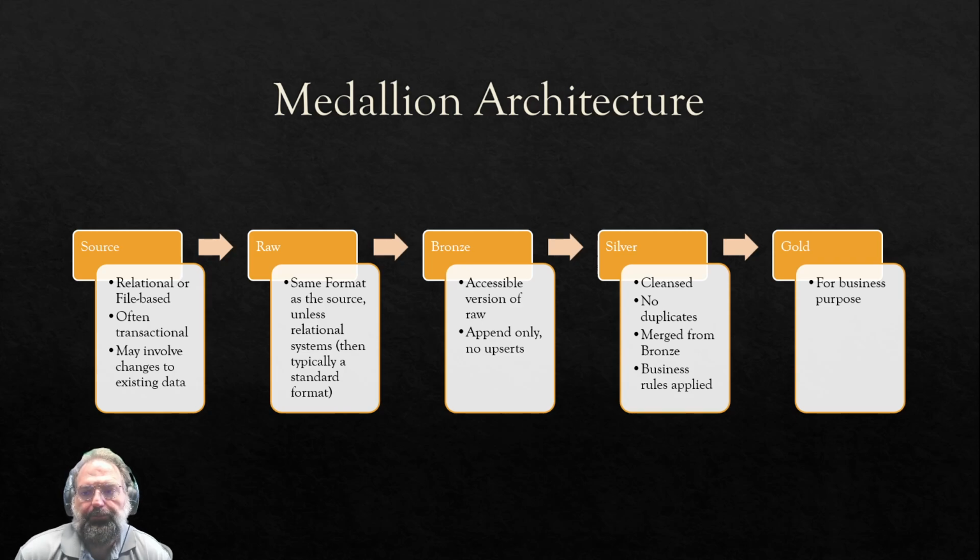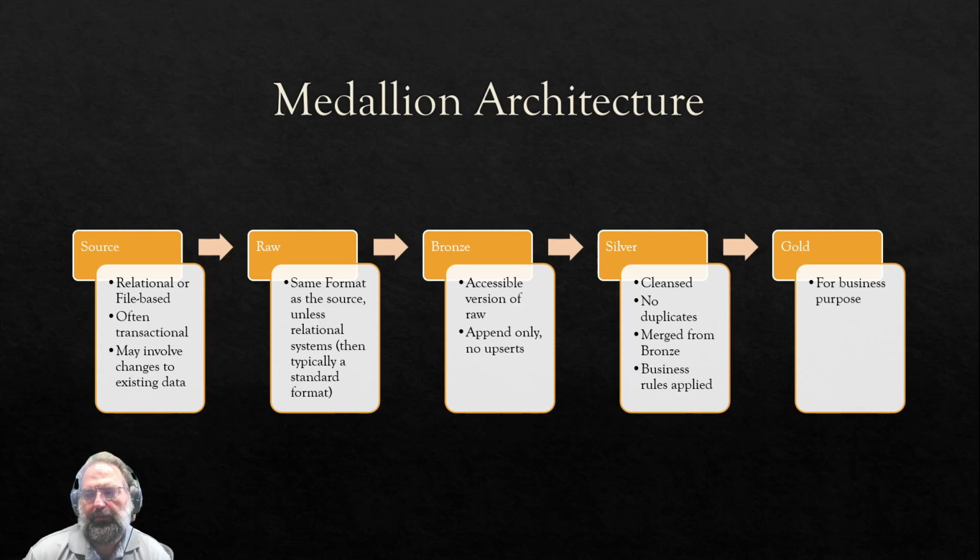Anyway, raw is typically the same source as the sources I've mentioned in the past, but you may sometimes skip over it, especially if you're dealing with a relational system. The bronze is an accessible version of the raw zone. It's append only, meaning that you don't update anything there. You think of it as a journal that is continually being inserted into, typically in some sort of a table format such as Delta. Silver is a cleansed version of bronze. There's no duplication at that point, so there's no duplicates.